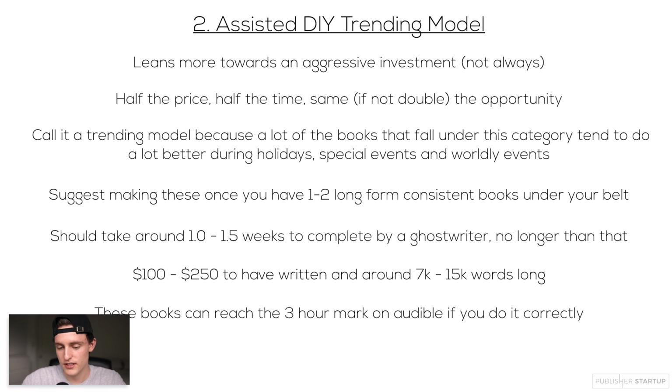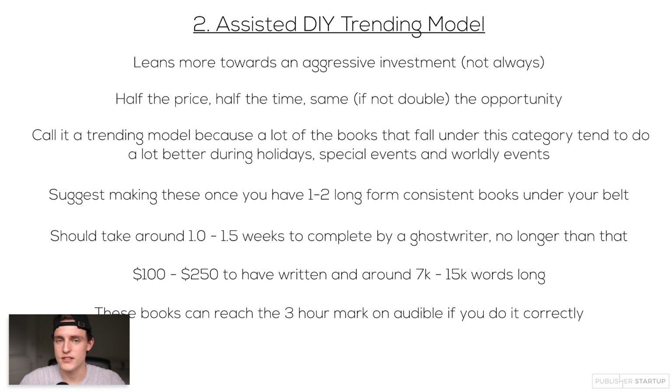And one of the best parts, if you're not familiar with ACX, getting your book to 3 hours in length is the main goal, because that's when the price goes up and you get more of a royalty out of a sale on a book that is 3 hours long. So the best part about these DIY books is that with some of them, not all of them, you are able to reach the 3 hour long mark, even though they're only 7K to 15K words. And a general rule of thumb is that every 10K words is about an hour on Audible. So you can see even with 7 to 15K words, these books can get to 3 hours.